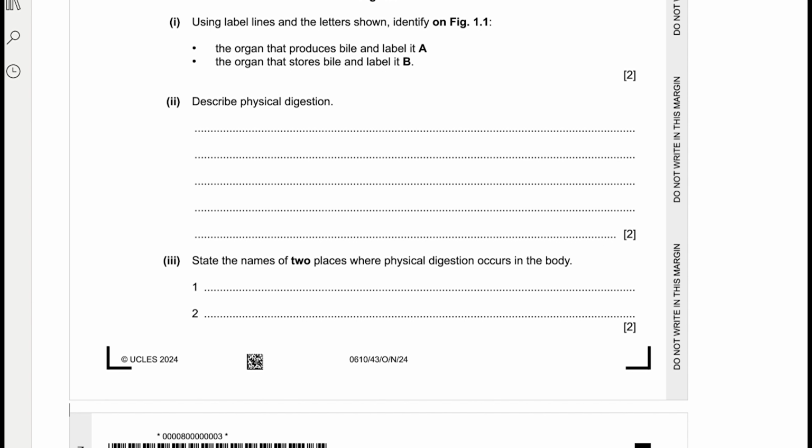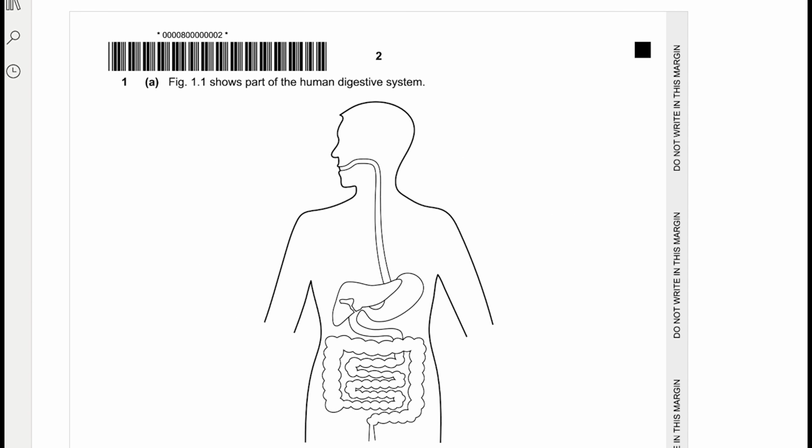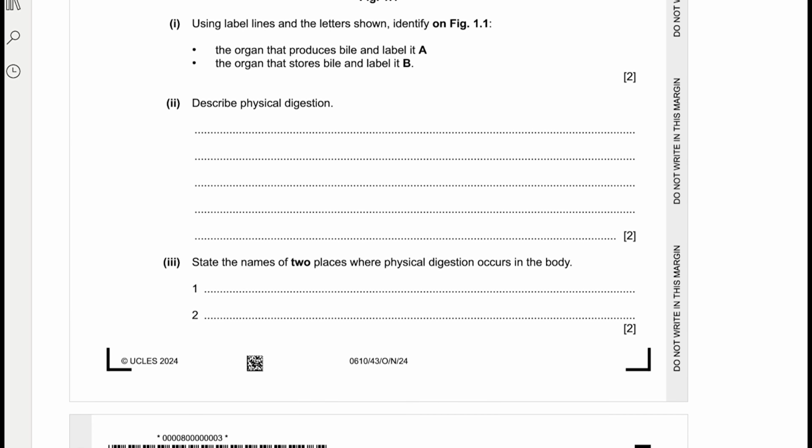All right, so let's point out these things. The liver is this one here. We are going to label it as A because it's the organ that produces bile. And the gallbladder, which stores bile, we are going to label it as B. So it will be labeled as such. All right, let's move to the next part.